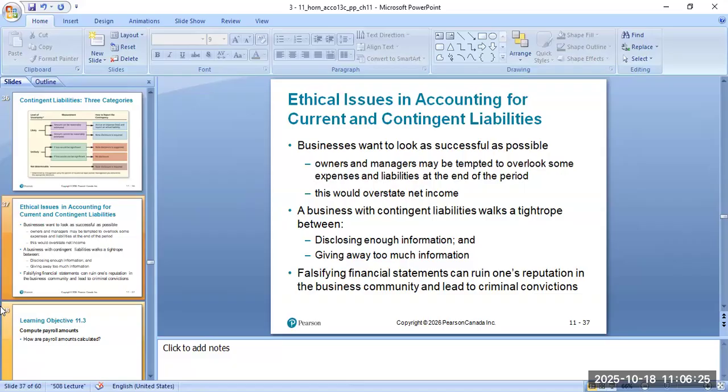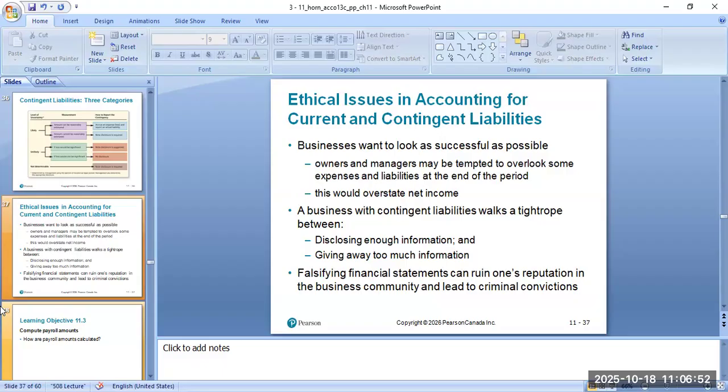Now, it depends on what the business wants. Some businesses want to look profitable. Some businesses want to not look profitable. Why may a business not want to look profitable? Because they try to avoid a hostile takeover. Why does a corporation want to look profitable? Because they want to attract more investors.